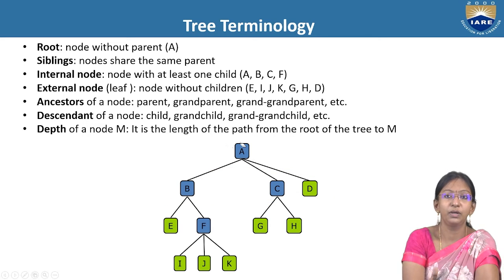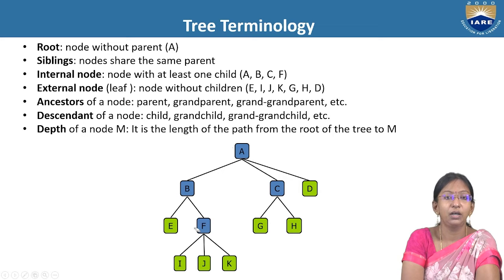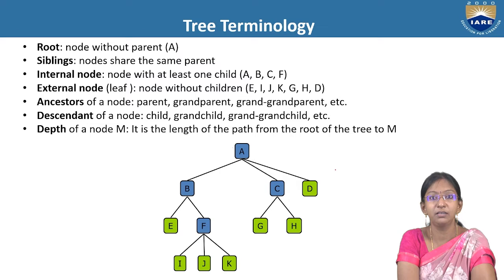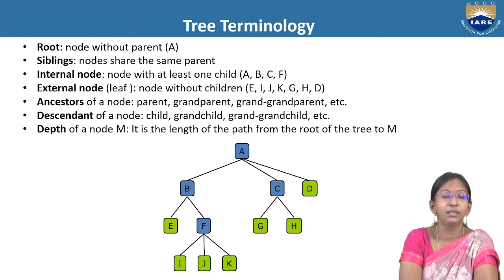One more example of siblings: E and F are siblings, G and H are siblings, but F and G are not siblings. Why? Because they do not share the same parent. Coming to internal node, a node which has at least one child is an internal node. The blue ones which I have shown, A, B, C and F, all four are internal nodes, whereas external nodes are E, I, K. The nodes which do not have any children, also known as leaf nodes, are external nodes.